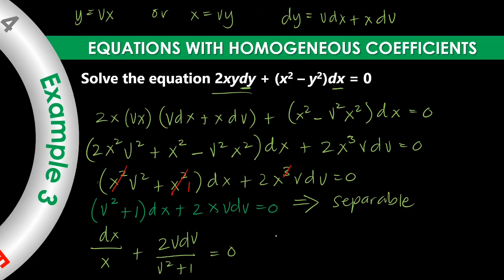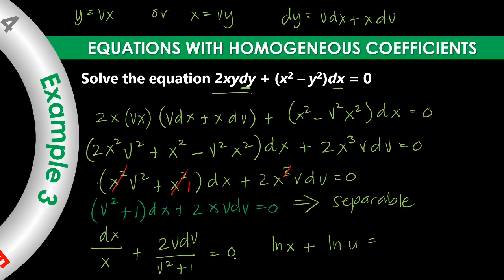So the next step is to integrate, so we can obtain the general solution. Integrating both sides, we will get ln of x plus. Here I will use the substitution method and replace v squared plus 1 with u. If I let this be equal to u, my du would be 2v dv. And that's exactly what we have in the numerator. Thus, I can express this as du over u, which when I integrate would be equal to ln of u.